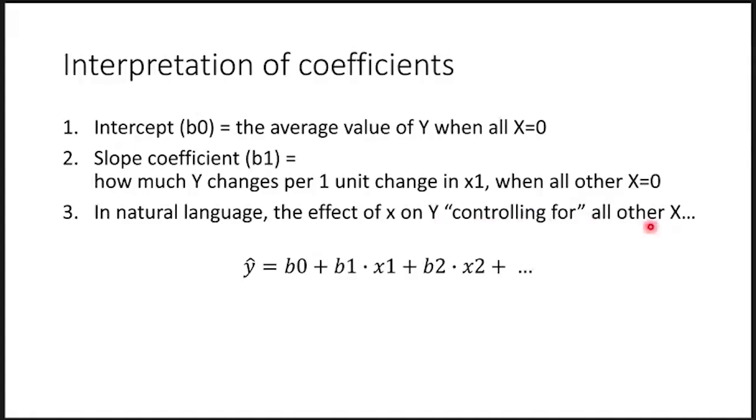Why is it not truly controlling for? Because to truly control for something, you have to really control for it in the experimental design. This is like a post collecting the data, we want to retroactively control for it. So we added it into the model as the other x's, and then the slope for our variable of interest is how we interpret it, okay?